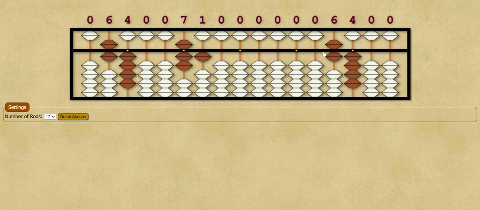06 divided by 6. So quotient is 1. From 6, we are going to subtract 6 times 1, 6. Now our pointer is here. Next we are going to multiply 4 and 1, that is 4. So from 0, 4, we are going to subtract 4. And we are done. We get quotient 71.